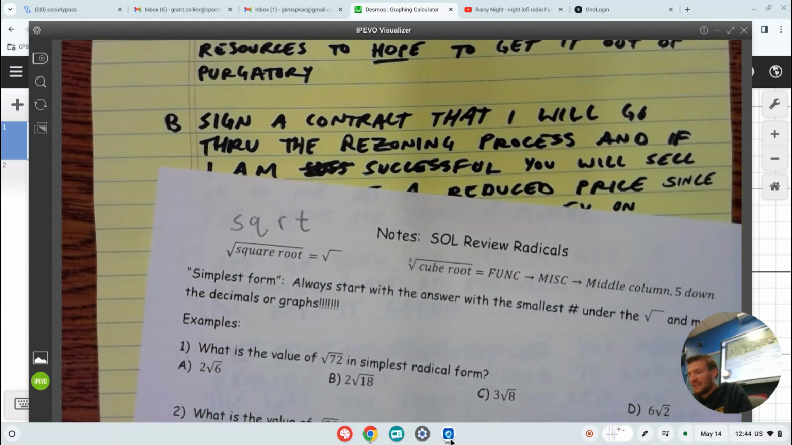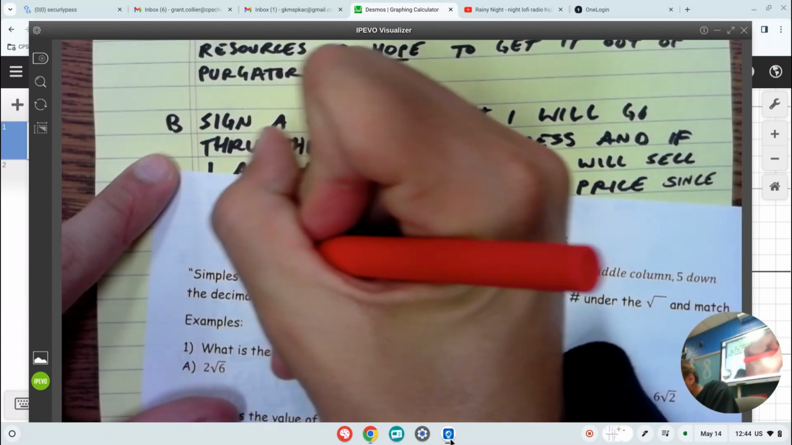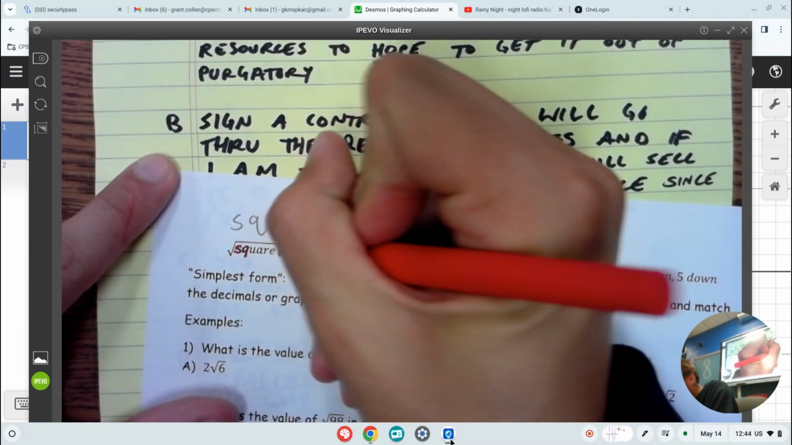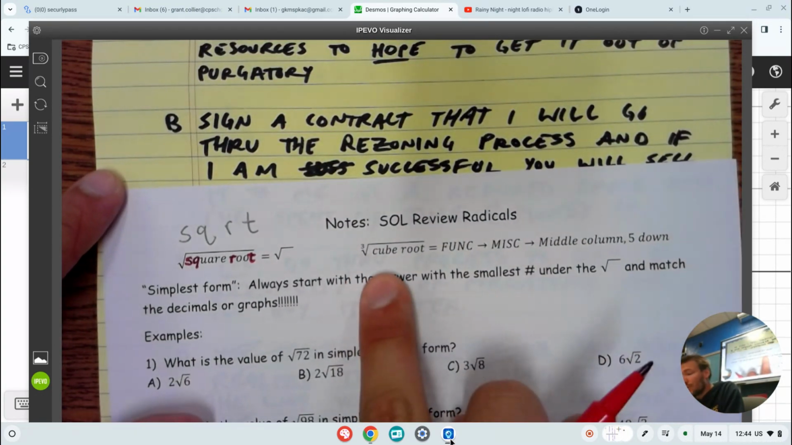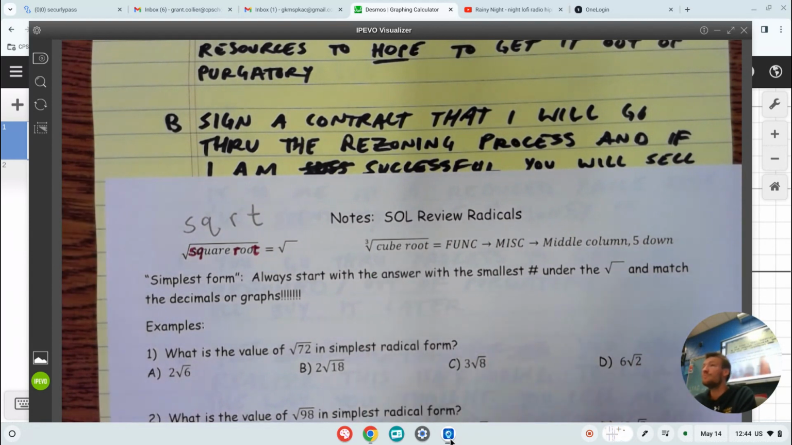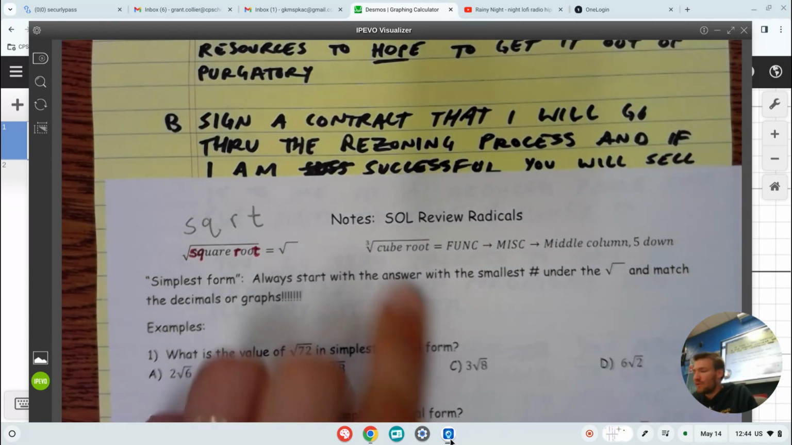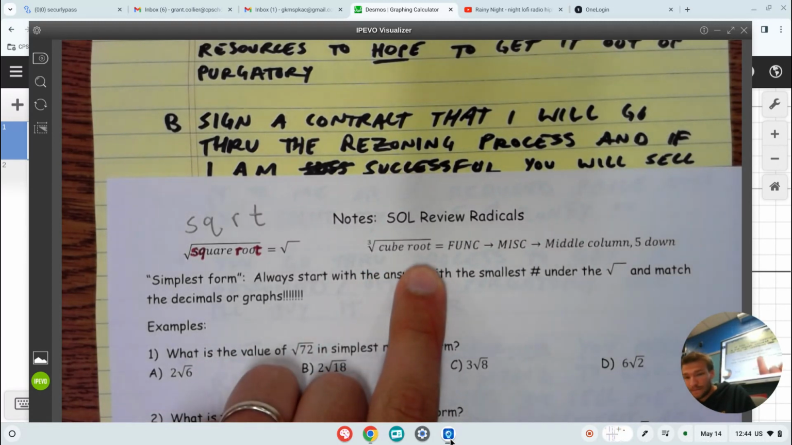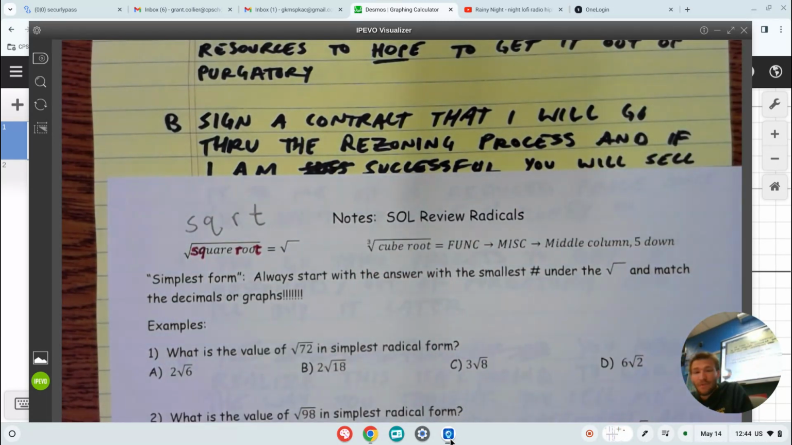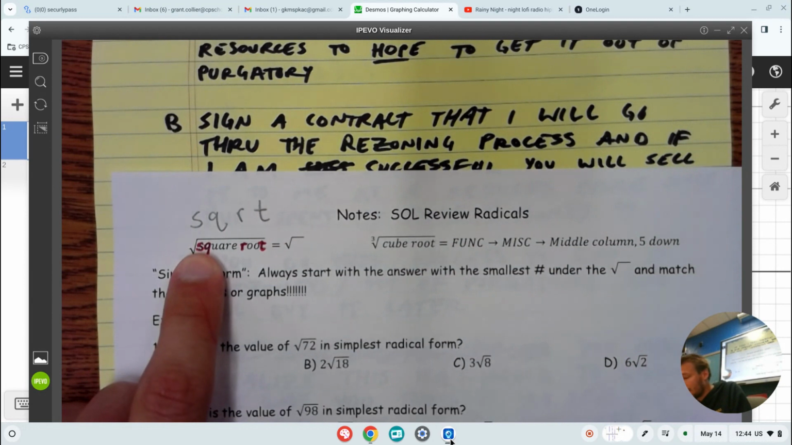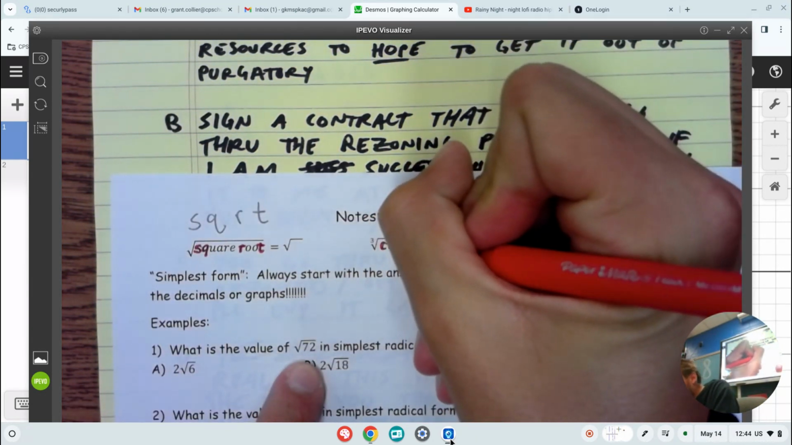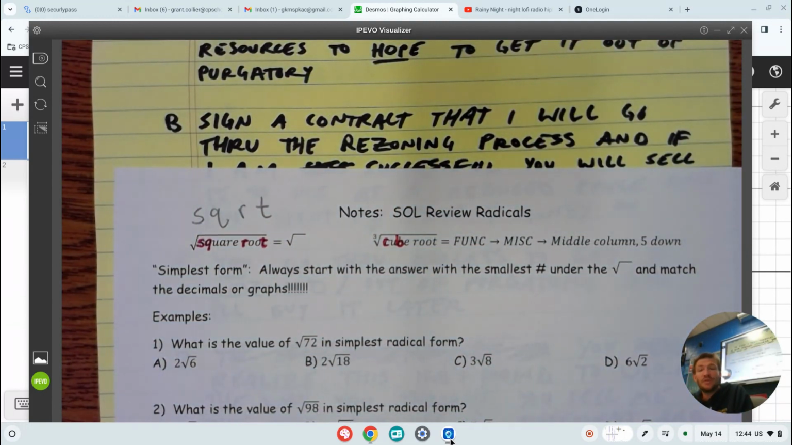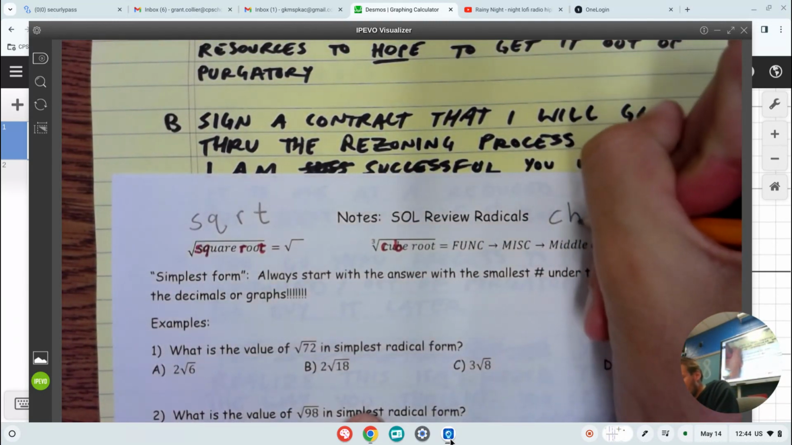And those are just the letters from SQ, which means square, and RT, which means root. Also worth noticing is the cube root, which we never quite mastered before. How do we get the letters to be cube root? It's the same thing. We don't want SQ anymore because we're not doing square. We want CB because those are the letters from cube. So it's going to be CBRT.